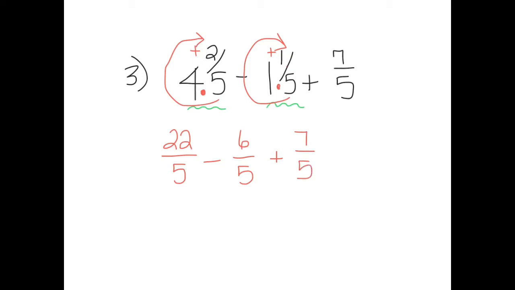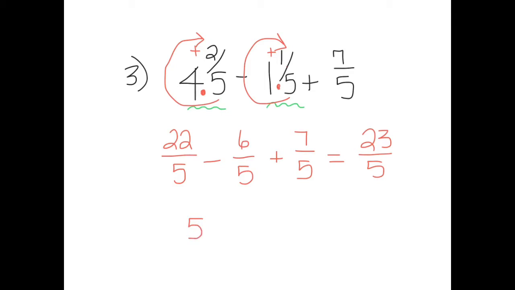7/5. 22 minus 6 is 16, plus 7 is 23. So my final answer is 23/5. Sometimes you won't find that answer. Sometimes your final answer will be put back into mixed number format.